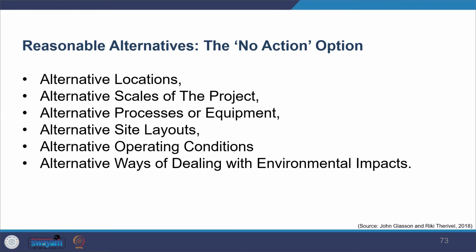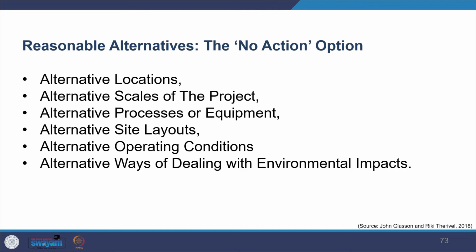There are a number of broad types of alternatives which are considered while looking at alternatives. You have one option which is the no action option. You look at what happens if nothing is done, if no development project comes. That's the no action option, what's really happening. Then you have alternative location, alternative scale of the project, alternative process or equipment, alternative site layout, alternative operating conditions, and alternative ways of dealing with the environmental impact.